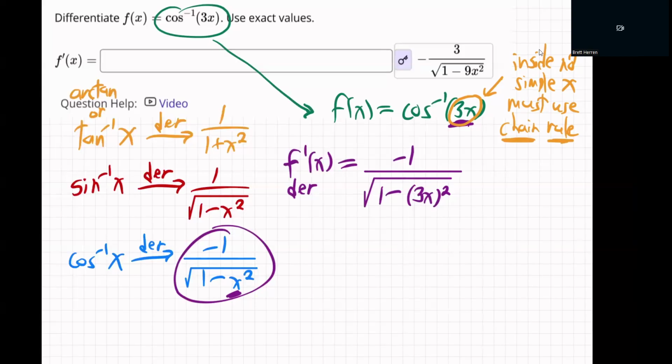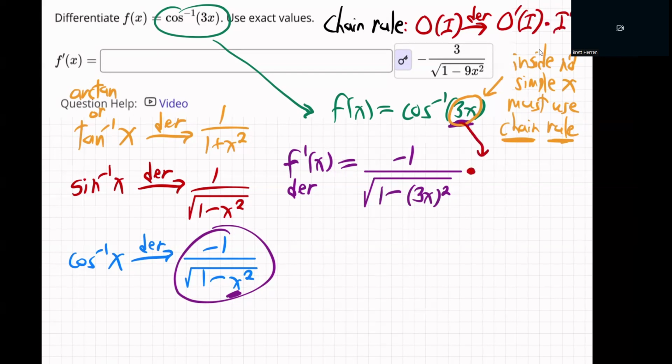What does the chain rule say? Do you remember the chain rule? The chain rule says that if you have an outer function and an inner function, then the derivative is the derivative of the outer function, keep the inside the same, times the derivative of the inner function. So I've got to go times the derivative of the inner function. What's the derivative of 3x? It's just 3, because there's an invisible 1 power that comes down, subtract 1, the x goes away. It's just 3.